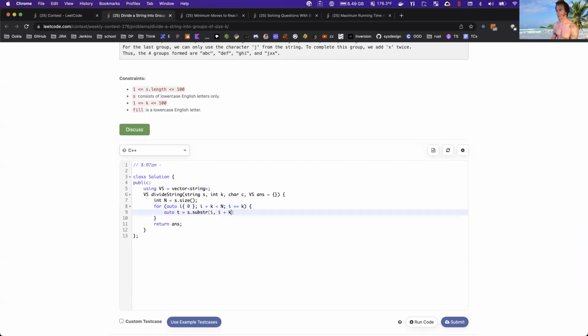So let's make an n, s length. There's your s thing equal to, right? Check that. Okay. The length of k. Let's see, and it's not in place. Place back t. Okay, and then the very last one, while the size is less than k, push back the filling character c.